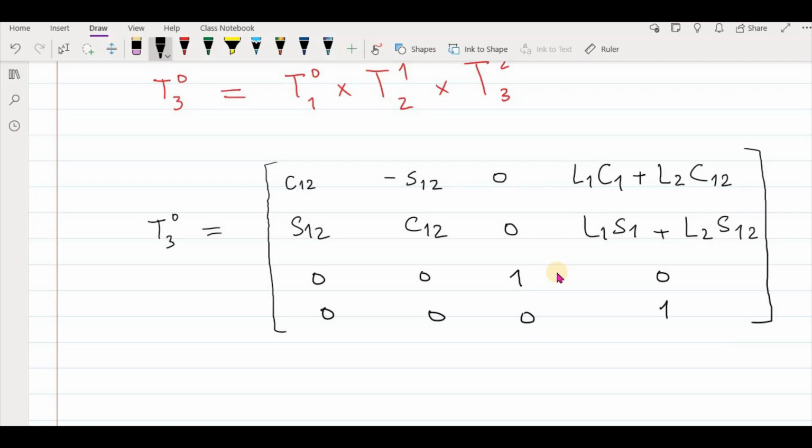I forgot to mention, C is for cosine of theta 1 plus theta 2, and then minus sine of theta 1 plus theta 2, sine and cosine of theta 1 plus theta 2. And similarly here you have L1 cosine theta 1, L2 cosine of theta 1 plus theta 2. Okay, so this is how you're going to read this one.